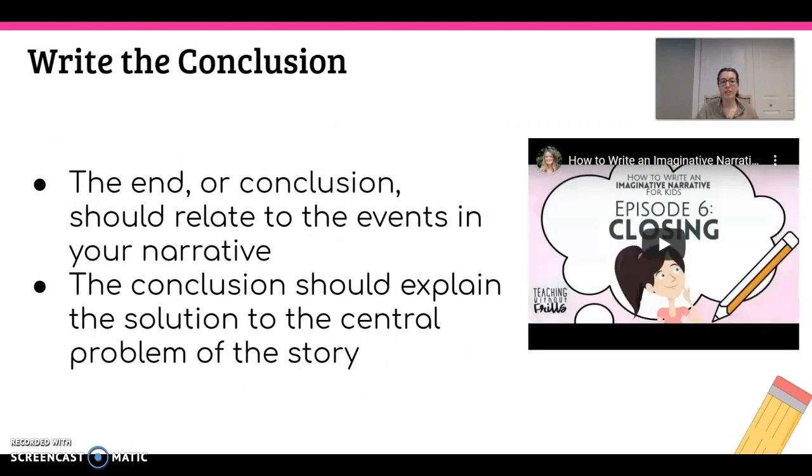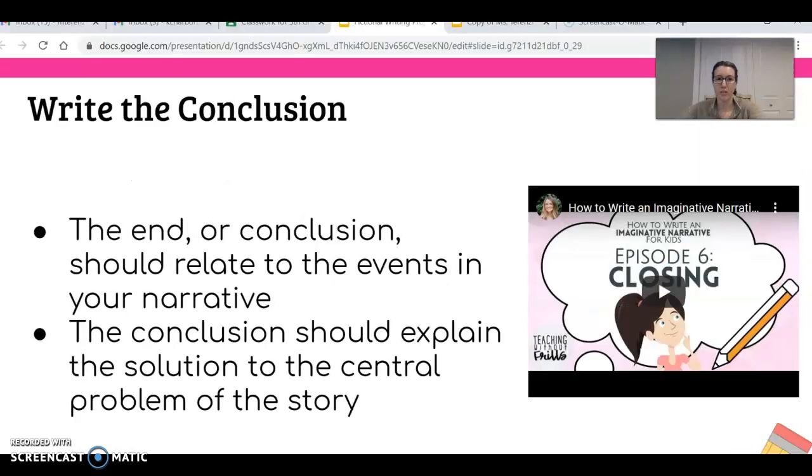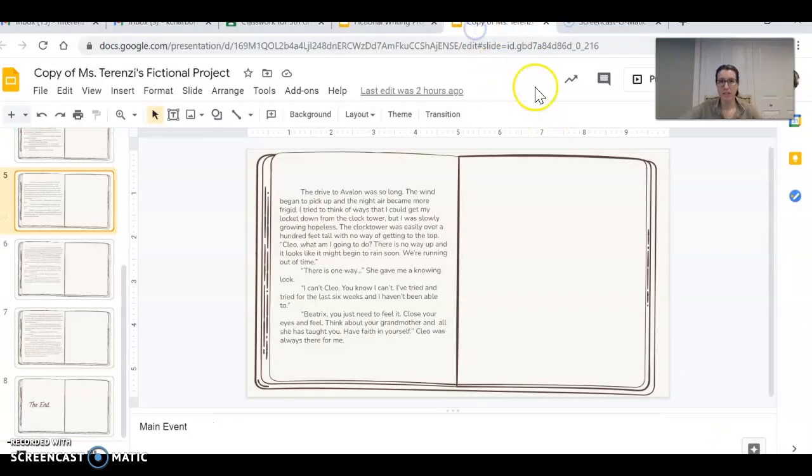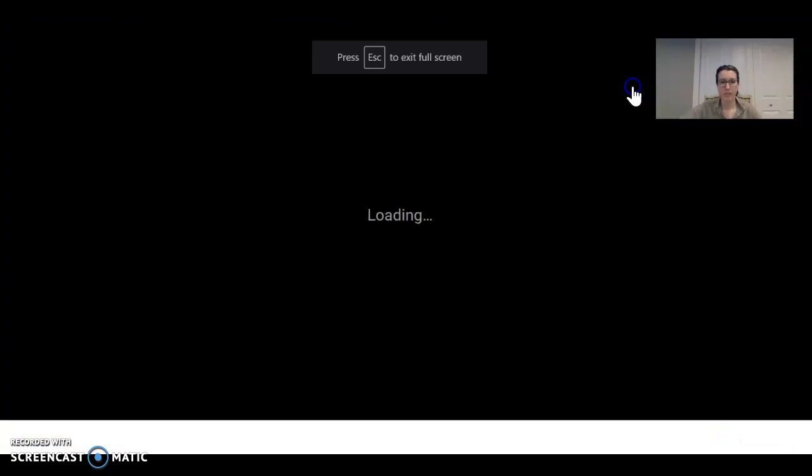So when you're writing the conclusion, your resolution will be one separate paragraph, 10 to 12 sentences for your resolution. Then you will have your conclusion. Now, before we get into the conclusion, I would like to show you my example of my resolution so that we can come back to this. So let's take a look at my example of the resolution.